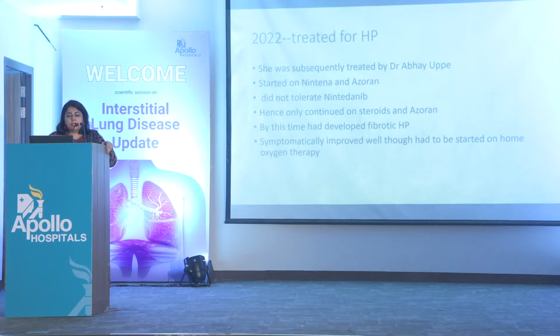Later on, she went and showed Dr. Abhay Upe. By that time, the disease had progressed from acute to chronic. Basically, from non-fibrotic, it had become a fibrotic HP. Dr. Abhay Upe started her on nintedanib and azoran. She did not tolerate nintedanib. She took steroids and azoran. And by that time, she had already started requiring oxygen therapy.